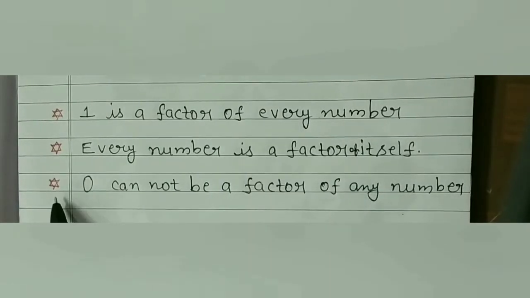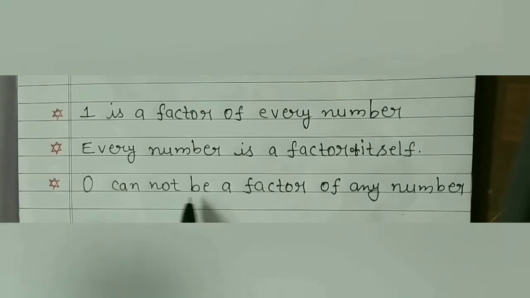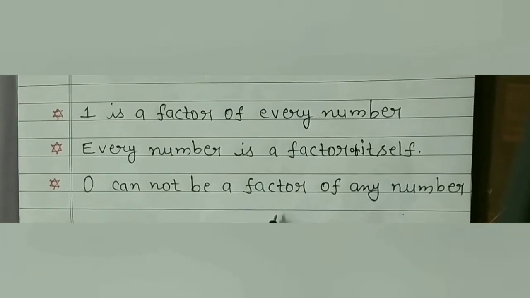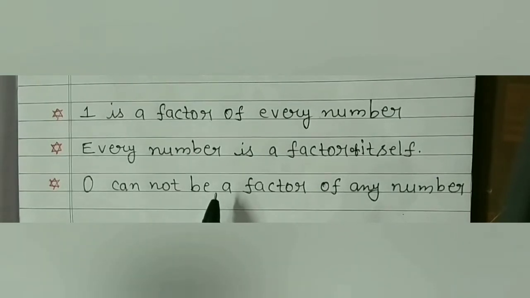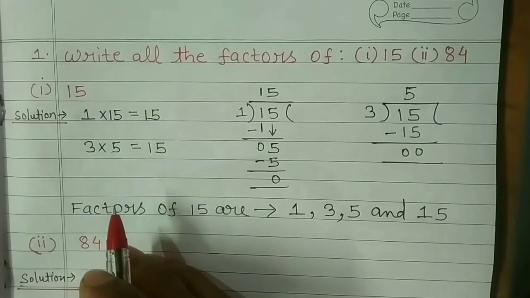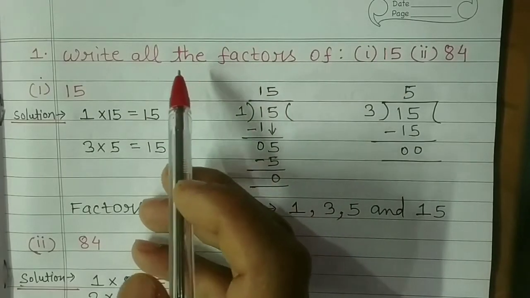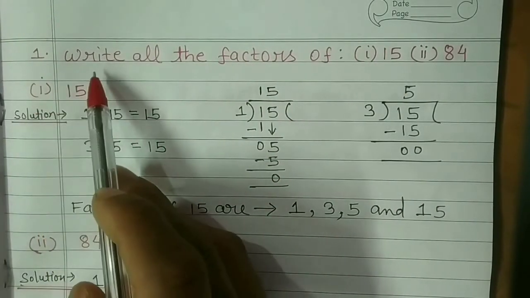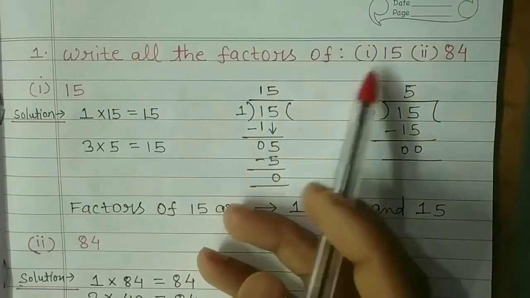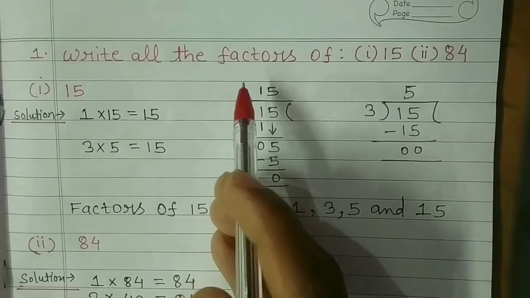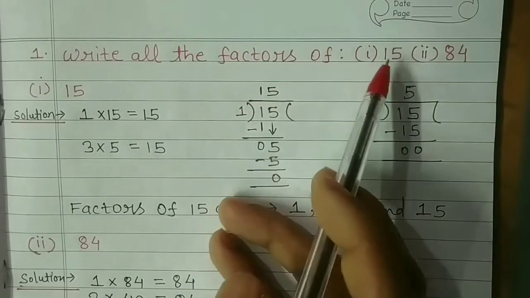Now, the third point is, 0 cannot be a factor of any number. Means, 0 is not a factor of any natural number. Now we are going to solve some questions based on factors. So the first question is, write all the factors of 15 and 84. So here we are going to find all the factors of 15 and 84.